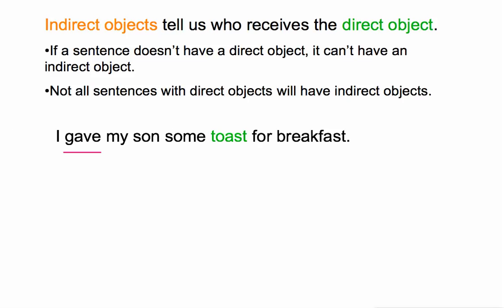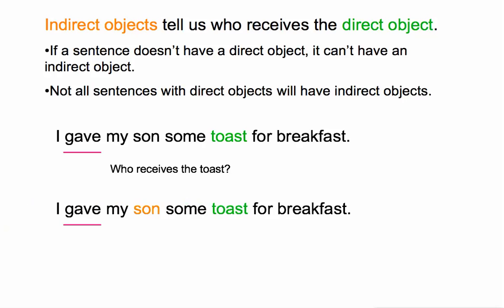So again, taking the same sentences we were already looking at as examples. In the sentence, "I gave my son some toast for breakfast," we've already identified that toast is the direct object. So we would ask, who receives the toast? In this sentence, it's my son. Toast is the direct object. Who receives the toast? My son. He's the indirect object.